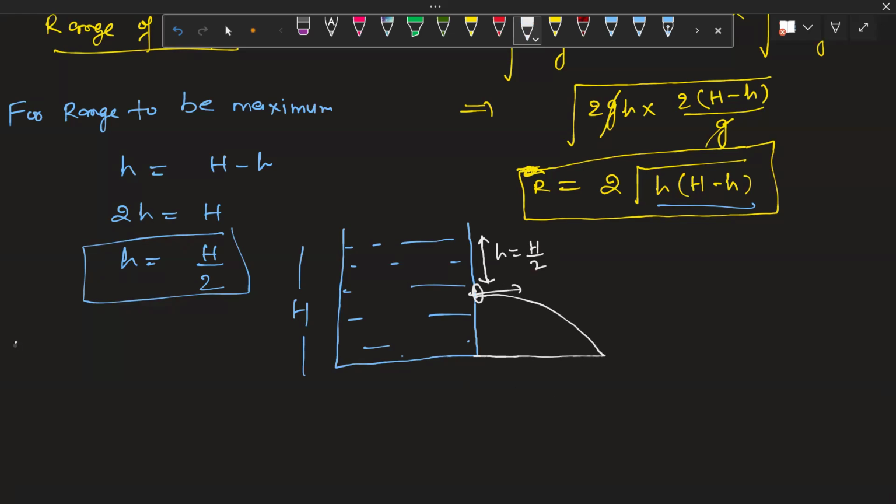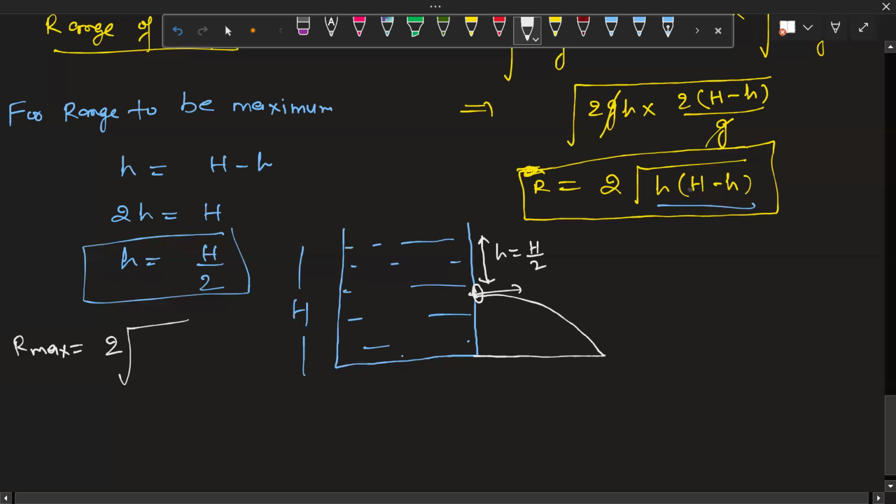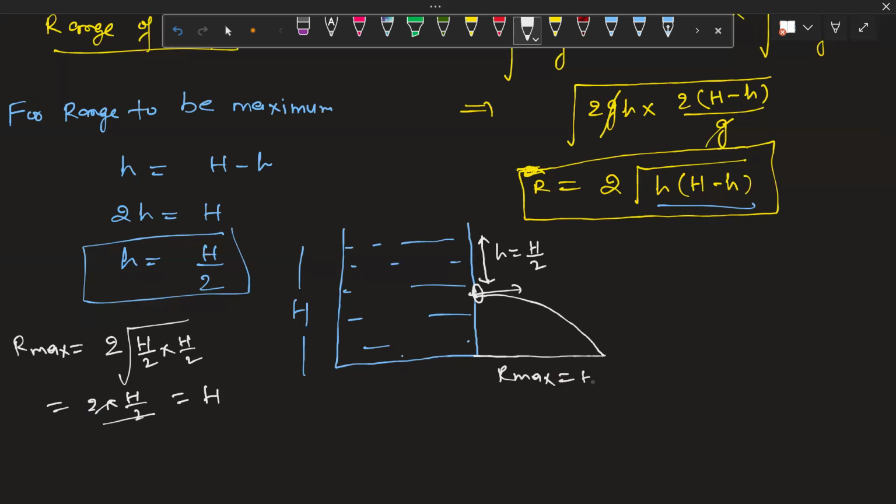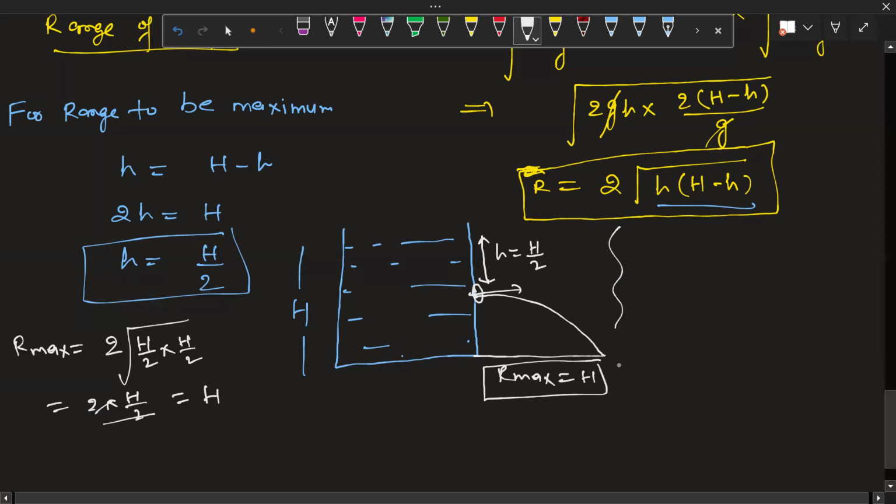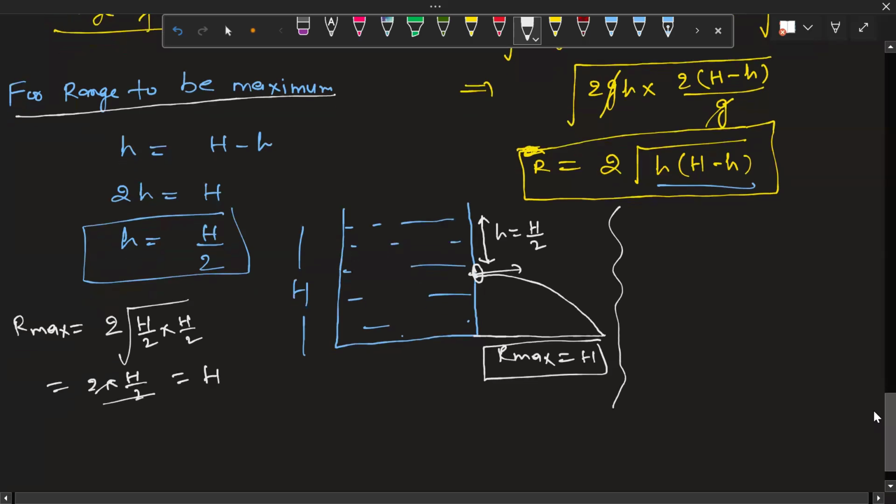And if I try to find the maximum range, both terms are equal, h is H by 2, and H minus h is also H by 2. So you get 2 times H by 2, that is H only. That means in that case, the maximum range is equal to the height above the ground. That is the maximum range condition and the maximum range value. This also you add in the previous line, whatever you have written.